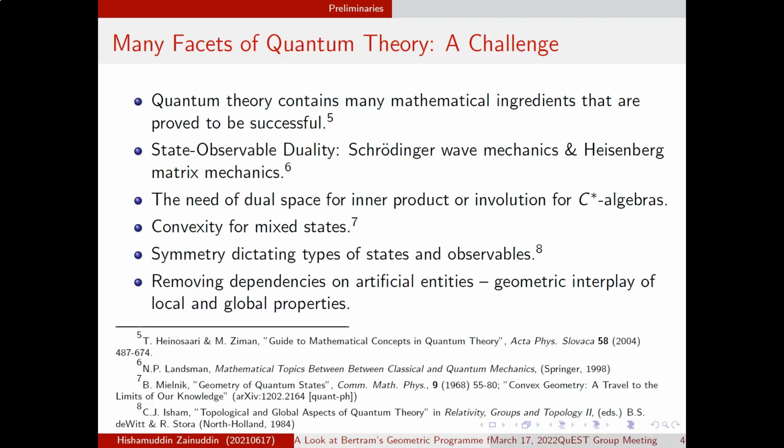Now, for those who are working in quantization aspects, there is another concern: what you can actually do in quantum theory really comes from the symmetries of the physical systems. So you need to have certain symmetries in order to get information out. The symmetries in some sense dictate the types of states and the types of observables.